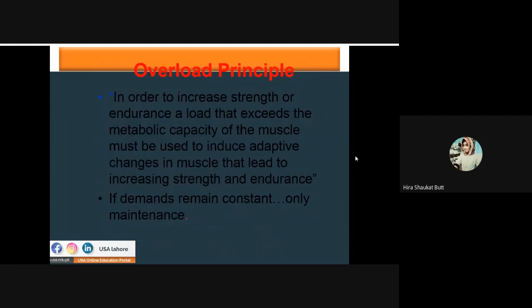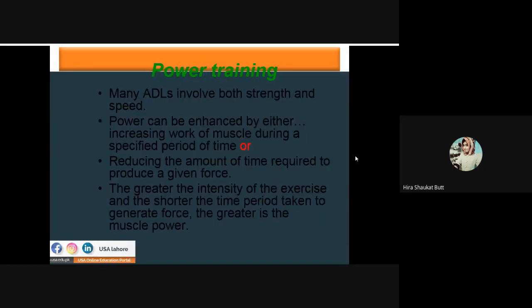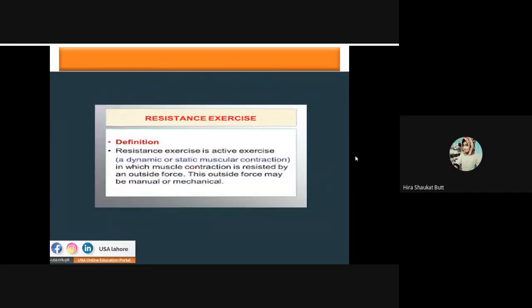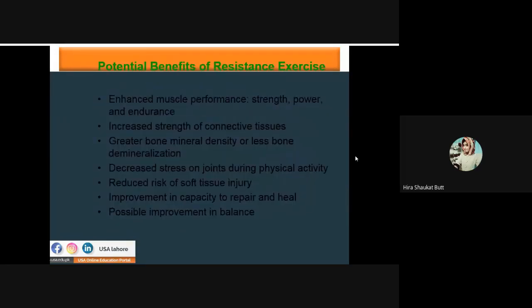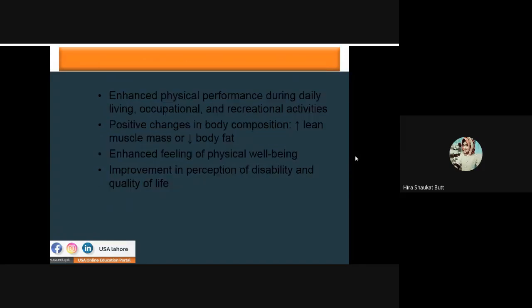All right, let's now discuss the definition of resistance exercise. As we are following the sequence of the book, in the initial pages, in Chapter 6, we have muscle performance, and afterwards there is the definition of muscle. Afterwards there is the definition of all the components of muscle performance. So now we have the definition of resistance exercises.